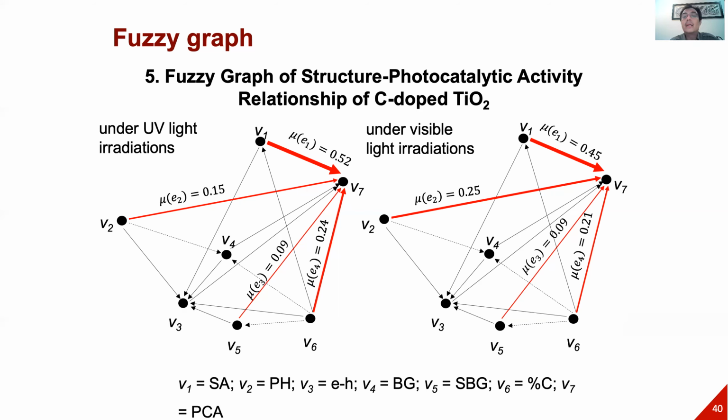So lastly, we can conclude that the combination of the experimental work, the computational method, DFT, and the mathematical approach using fuzzy logic graph provides a better explanation of the structure photocatalytic activity relationship of the carbon-doped titania.